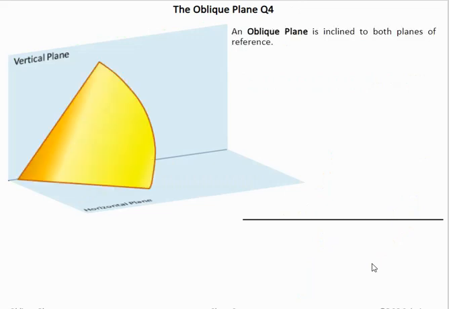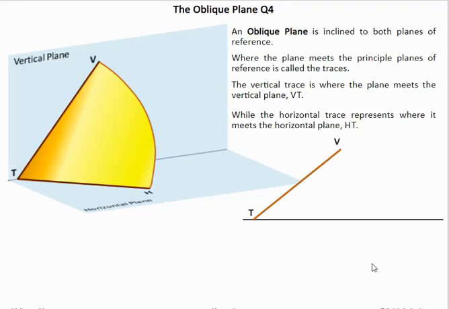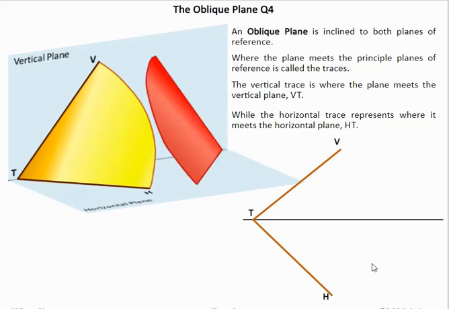Now looking at a more typical oblique plane, where we have both the lines at angles. So what we have in this case is VT at an angle and HT at an angle. Then it can also go in the opposite direction as well. In this case the red plane is at a different angle, inclined in a different direction. So we have V1 T1 and then T1 H1.